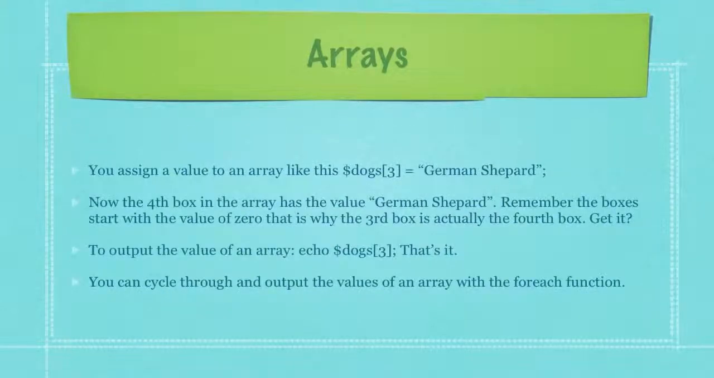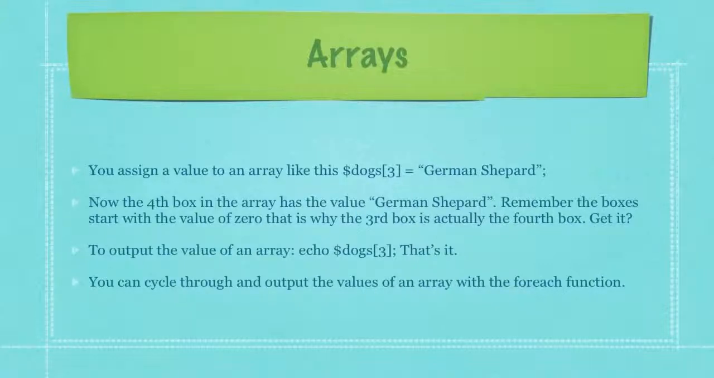You assign a value to an array like this. As you can see what I'm doing here with this array named dogs, I'm assigning the word German Shepherd to it. Now the fourth box in the array has the value German Shepherd. Remember, the boxes start with the value 0. That is why the third box is actually the fourth box. Get it? To output the value of an array, you could just simply use the echo function here, followed by that array's name and whatever value you want to output.